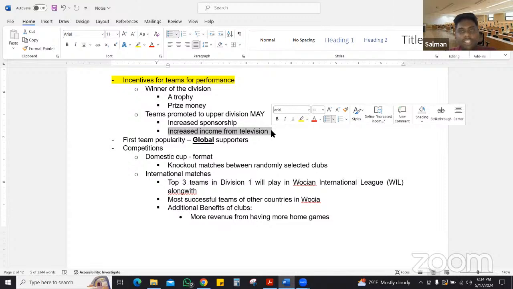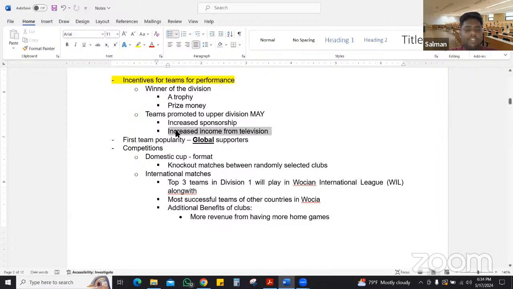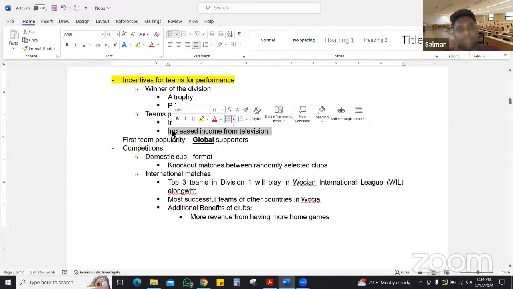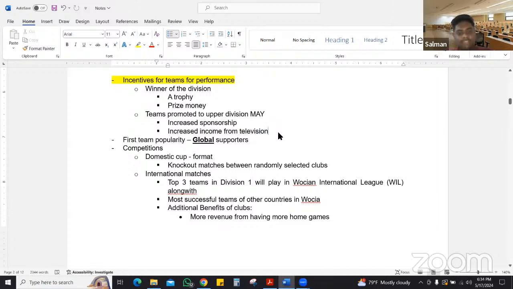So see, these TV channels basically sign a contract with the league, the KFL, and a portion of their income will also be given to the KFL. So clubs that have performed will also get part of the income from the KFL. TV pays to KFL, KFL pays to the club. So all of them earn money.